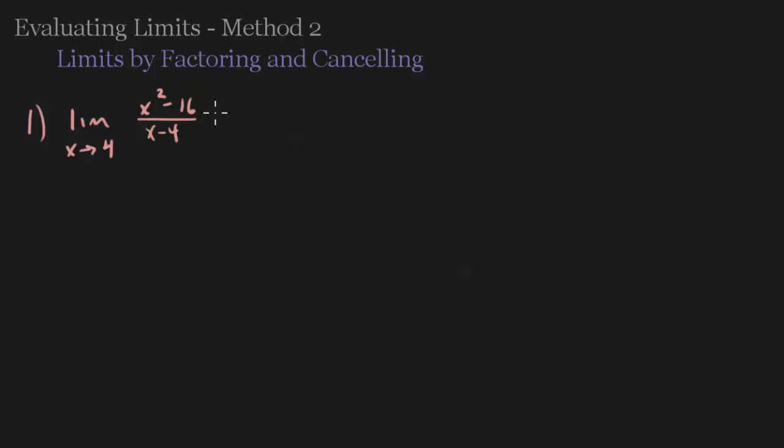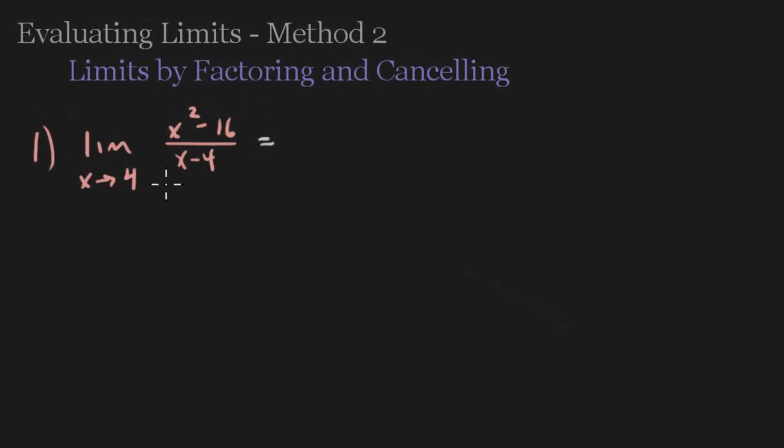Okay, so let's do exactly what the name says. Let's factor and cancel. Now, why are we having a problem? Well, getting 0 on top is fine. It's because we're getting 0 on top and the bottom. So x minus 4 is giving us 0 on the bottom. So our goal is to cancel that x minus 4.